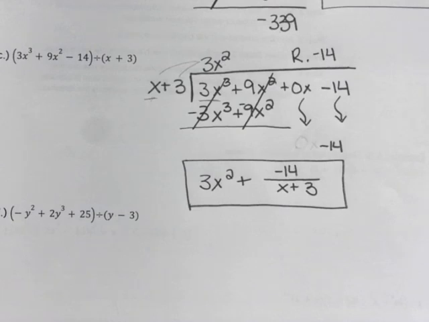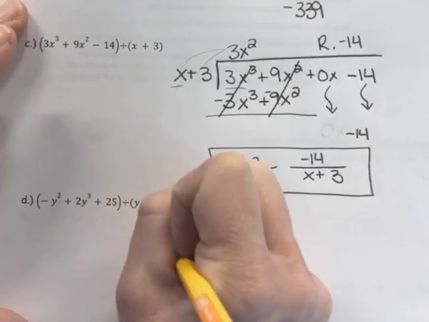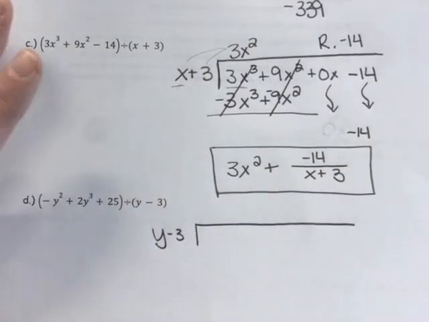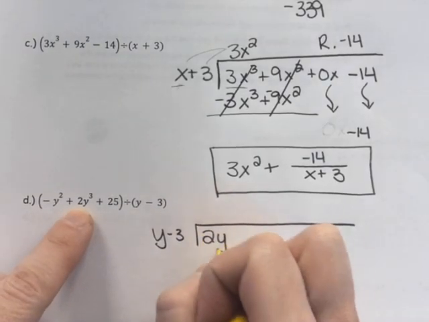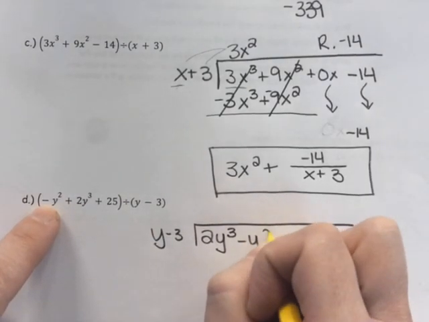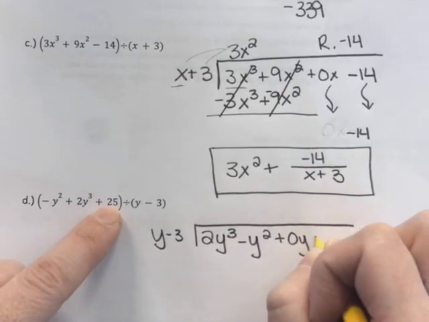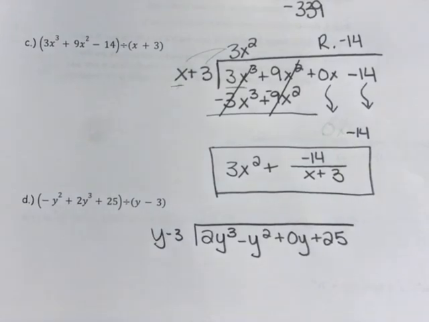All right, let's do one more. Ooh, is the next one in standard form? No, and also I'm missing a term, right? So I've got a couple things I need to take care of. All right, I've got y minus 3 dividing in. Under my division sign, I'm going to move the 2y cubed first. Then I'm going to put the minus y squared second. Then I'm going to put my placeholder for 0y next. And then the 25 last. So notice that I put it in standard form, and I filled in any of the blanks.